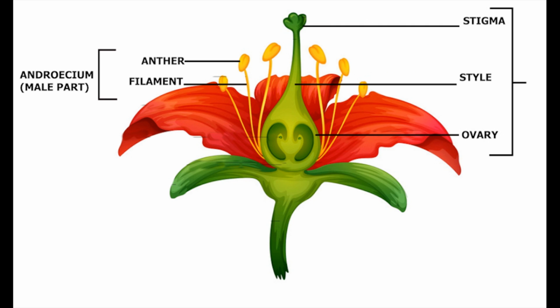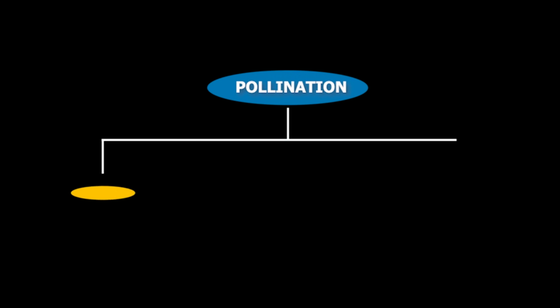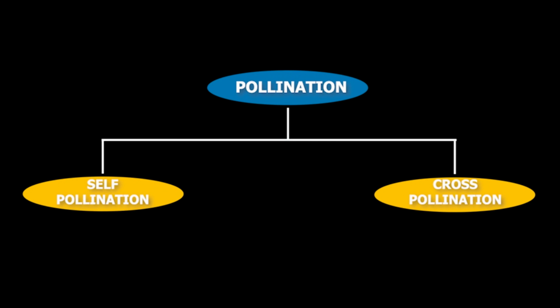Gynoecium, which is the female part of a plant, has stigma at the top, and ovary at the bottom. Ovary and stigma are connected through style. In this video, we will learn different ways in which pollen grains get transferred from male part to female part.